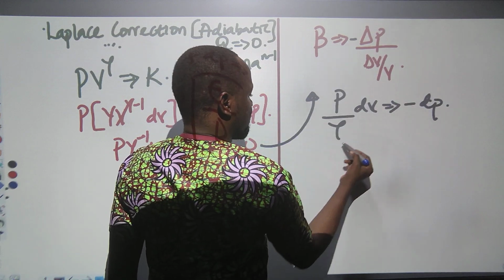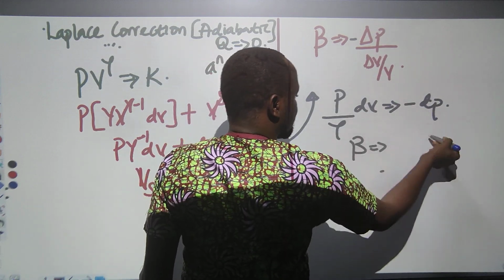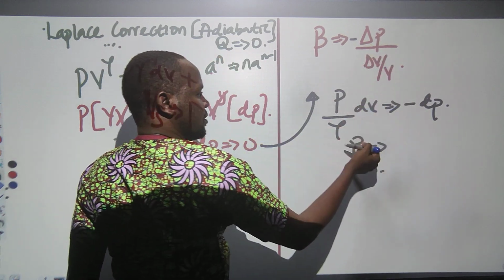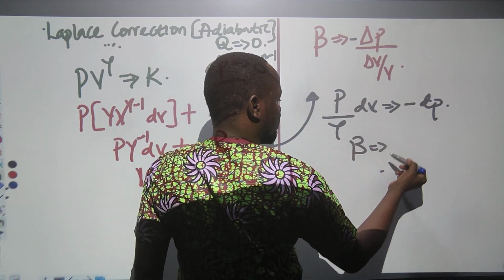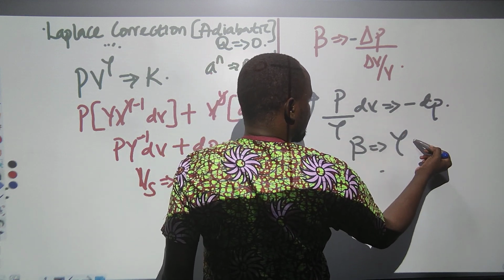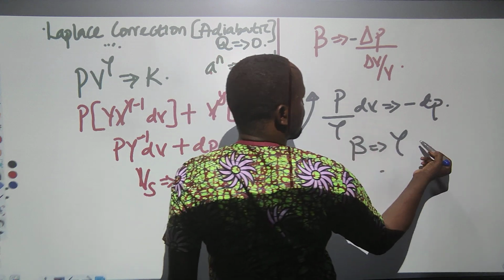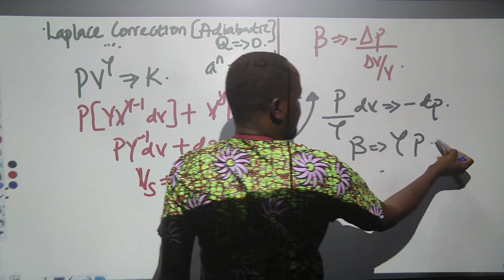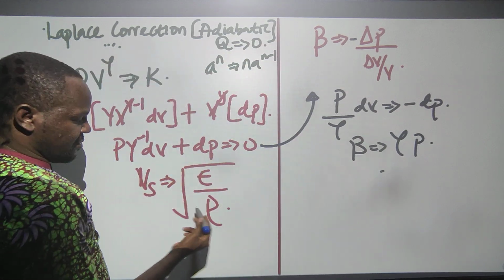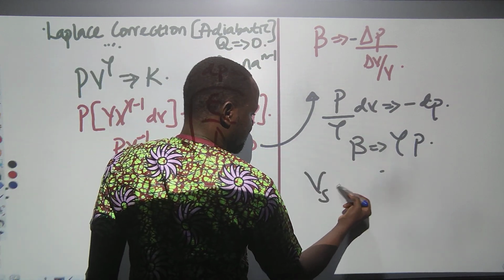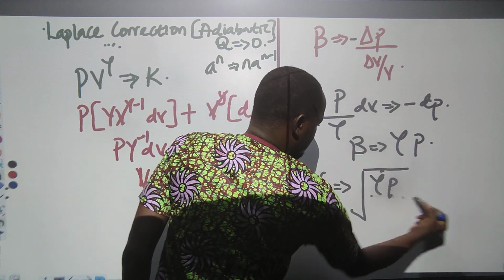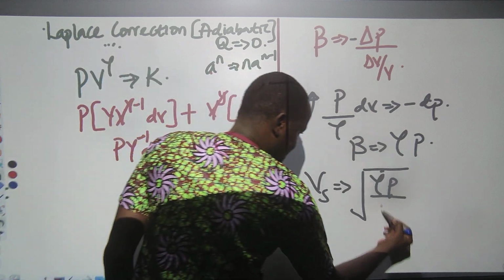So if I substitute that, I'm going to have B equals all these things put back as dP here. So the minus cancels out, everything here will cancel out each other. What is left is gamma P. Gamma will remain, definitely gamma P. So that is what we are going to have left. So our formula is this: the speed of sound is now equal to the square root of gamma P over density.